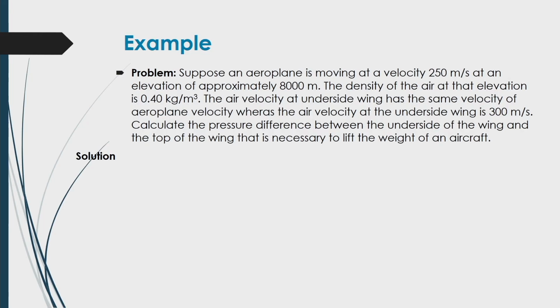It is given that at that height the density is 0.40 kg per meter cube, whereas the air velocity on the underside of the wing is basically the same as that wing velocity, 300 meter per second. Now, based on the velocity change at that elevated height, you have to calculate what will be the pressure difference there.